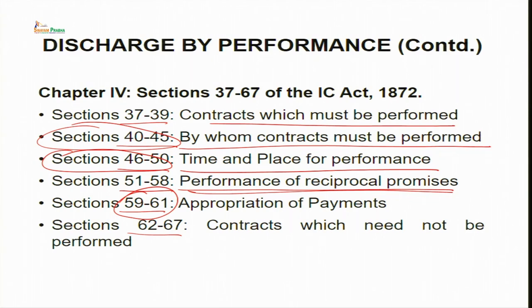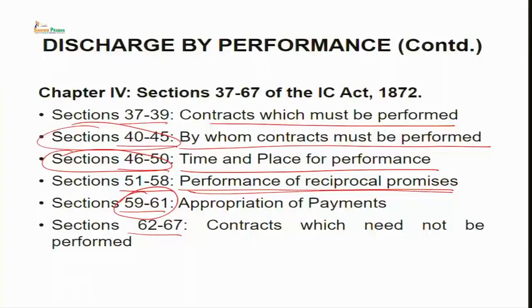Sections 59 to 61 talk about appropriation of payments. Here, for example, say there are two parties, one party is the creditor, the other is a debtor. Say the debtor has taken three loans from the creditor, and on a particular designated date, the debtor returns a particular sum of money. Now, these provisions deal with the fact that when the debtor is repaying a certain amount to the creditor which was due, how will the creditor appropriate that payment against those debts? That is what 59 to 61 deal with.